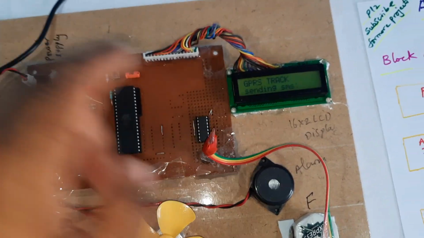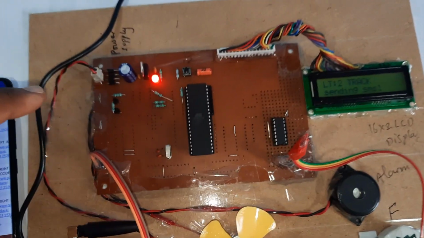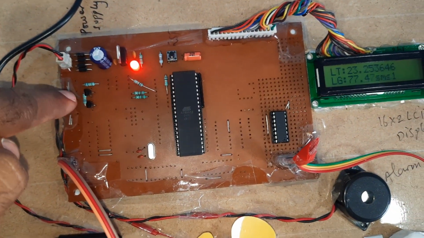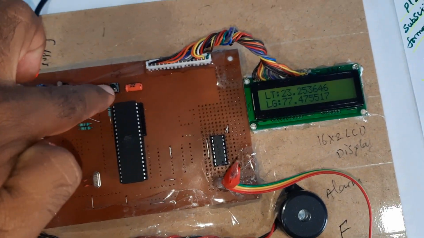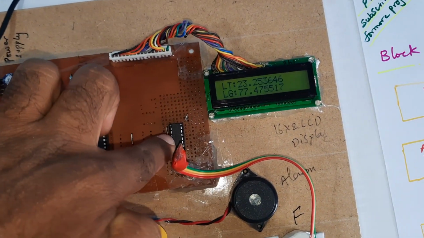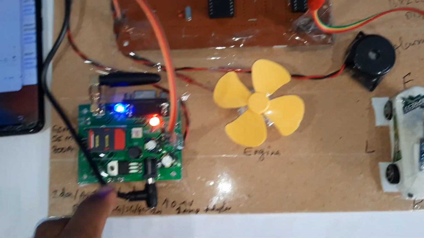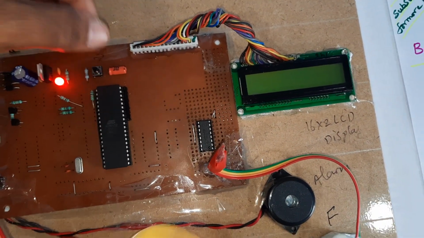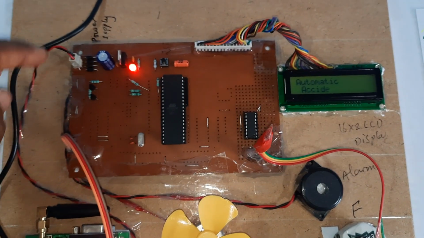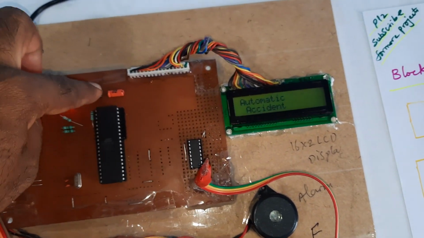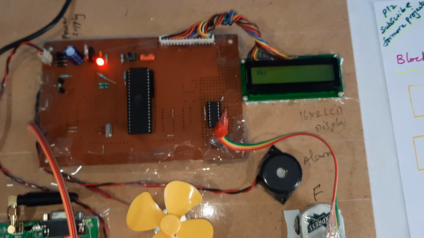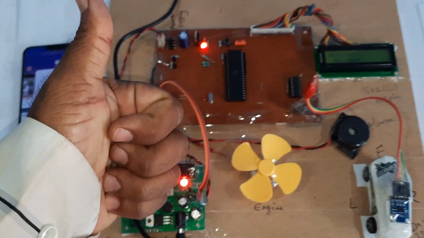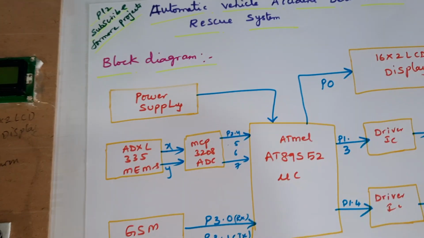The hardware includes the ADXL335 development board, LCD display, power supply board, BC547 transistors, crystal oscillator, reset button, MCP3208 ADC and GSM module. Okay, so we are receiving the back accident. If you want to restart, press the reset button, then it will come back to the main section. Thank you. If there is any doubt, let me know at SVS Embedded.